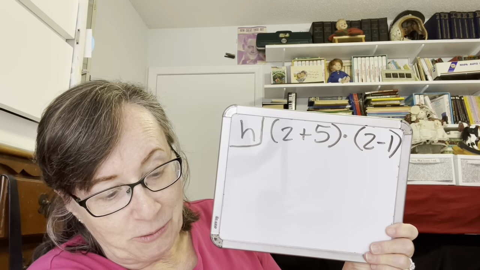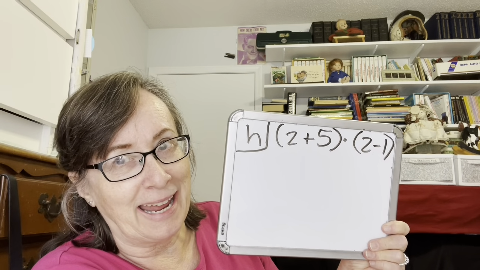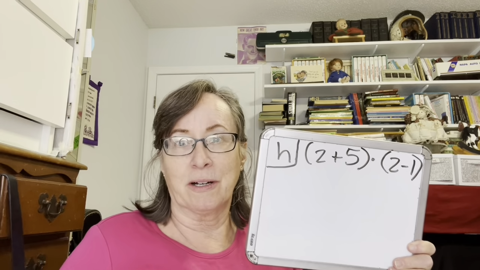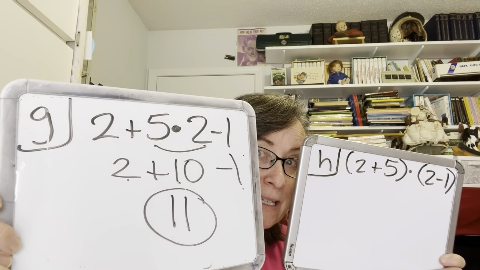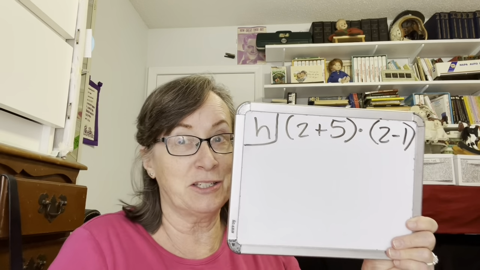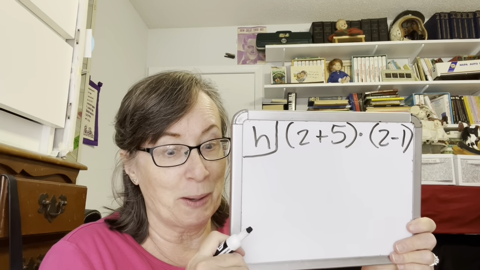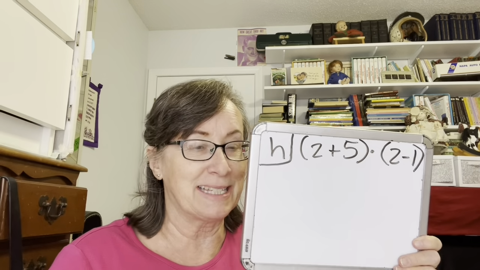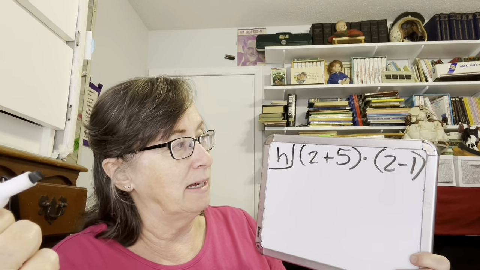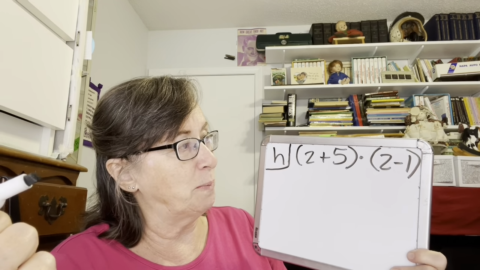Now, notice the same numbers are in H as were in G. But H has 2 parentheses. So I bet we're not going to get 11, even though we had the same numbers. And it's 2 plus 5, 2 minus, yep, it's the same signs on, everything is the same except there's some parentheses in there. So let's see what we get this time.